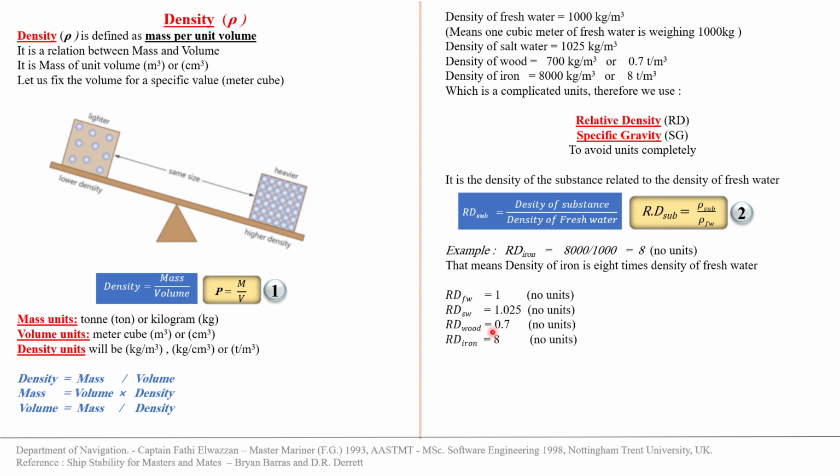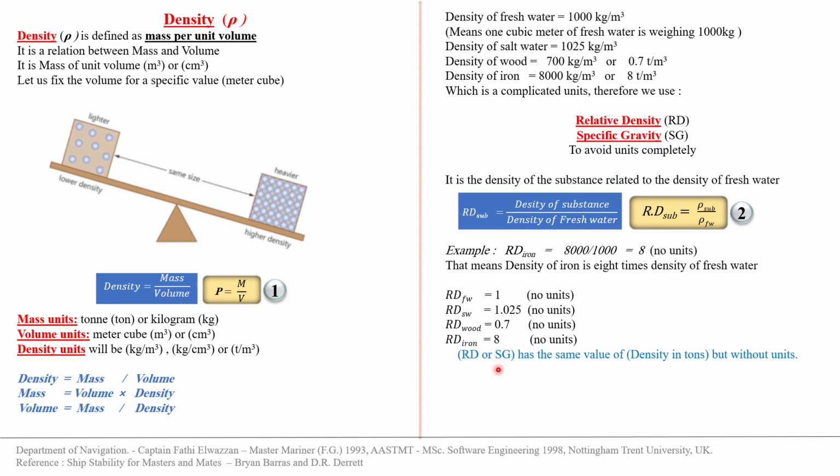And I would like to mention here that the relative density of wood is less than 1. That means this substance will float over the water, whether fresh water or salt water. But the substance must have a relative density less than 1, like wood. Wood is floating above the water, but iron is sinking inside the water. Why? Because the relative density of iron is greater than the relative density of fresh water. That's why any relative density above 1 will sink.